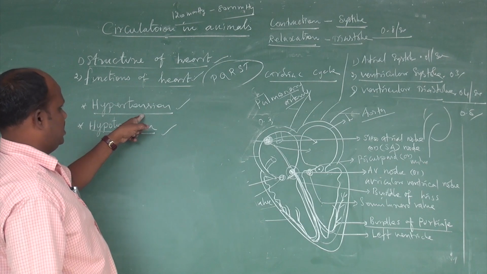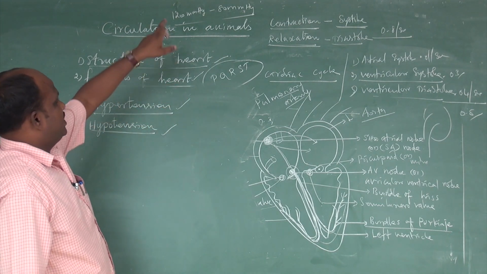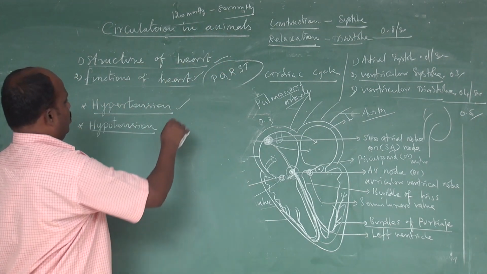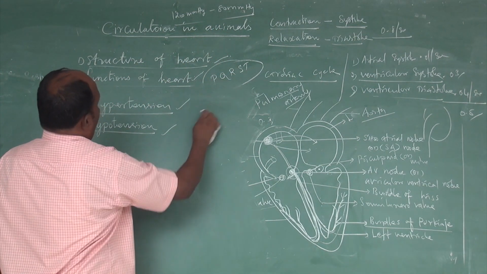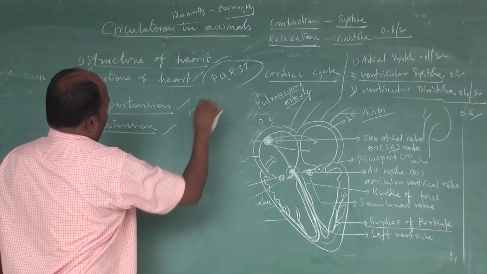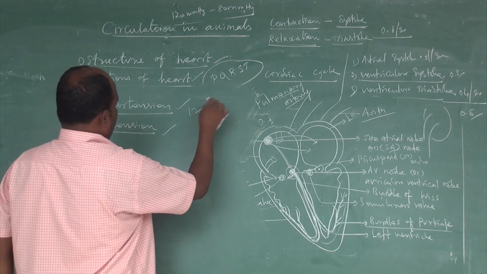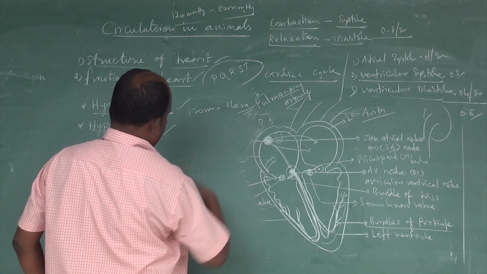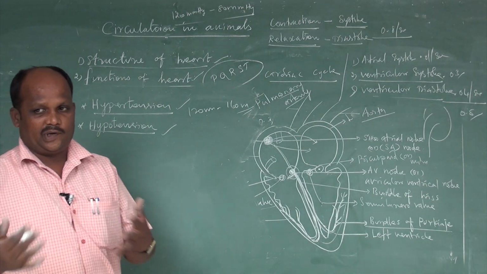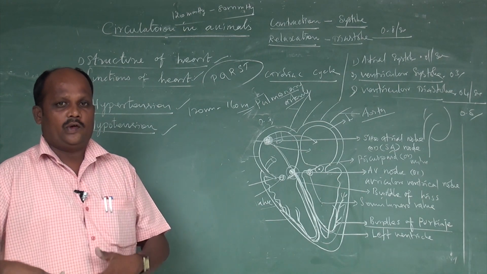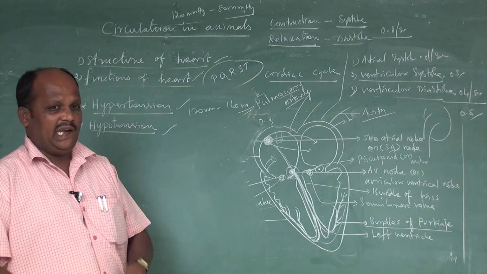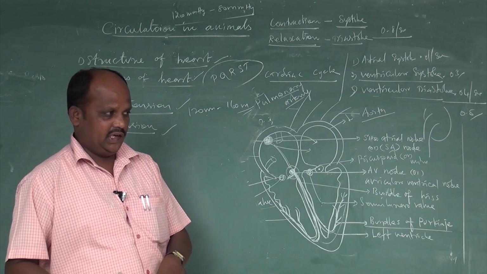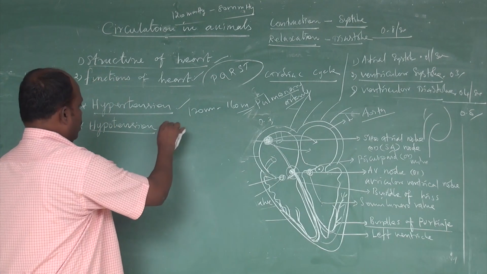What is hypertension? The normal blood pressure range is 120 mmHg to 80 mmHg. In hypertension the pressure value is always above 120. For example, the pressure value may increase from 120 to 160. That is called hypertension. It never decreases: after a meal, before a meal, whenever you check the blood pressure, the value never falls below 120.